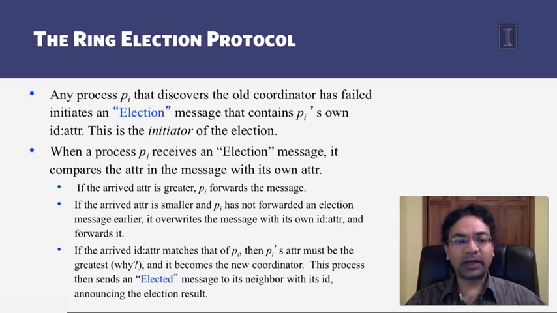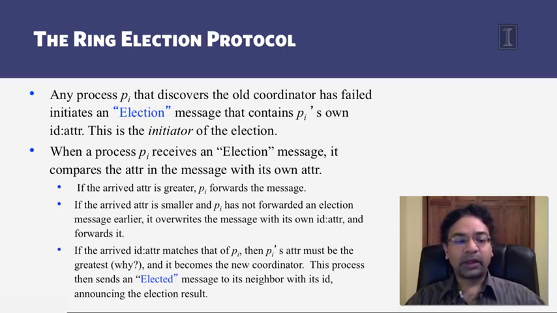Now, why do we say that Pi needs to check whether it has not forwarded an election message so far? Because this will come back to the termination criterion later on. But essentially what this rule is saying is that when Pi receives an election message, it compares the attribute in the election message with its own, and if its own attribute is higher, then it overwrites the message with its own ID and attribute.